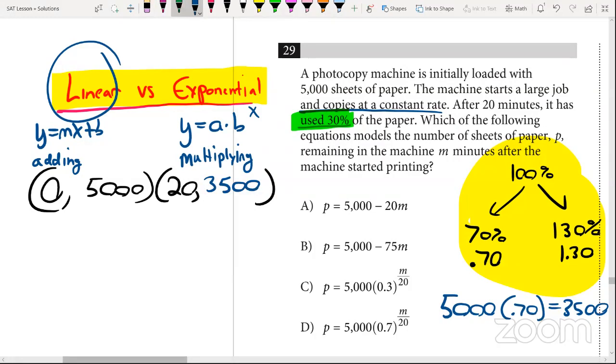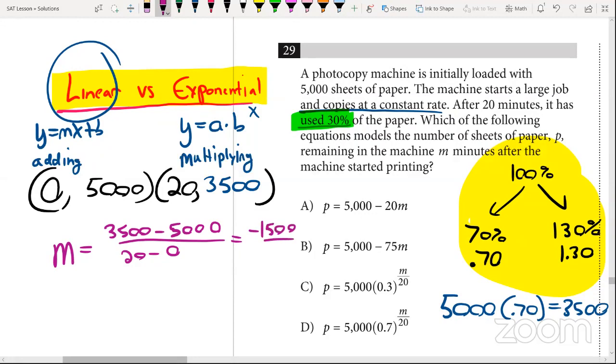Now that we have that set up, we can just go ahead and find the slope. The slope is your y2 minus y1, 3,500 minus 5,000, over x2 minus x1. So you could go in either order with that as long as you're consistent. So we have negative 1,500 over 20. 1,500 divided by 20 is 75. So the answer is negative 75 for the slope.